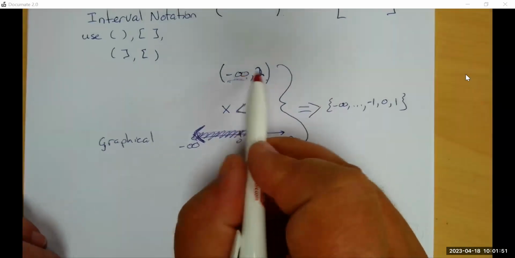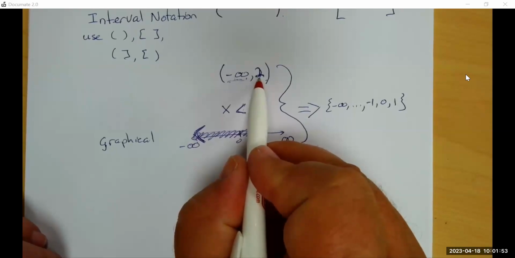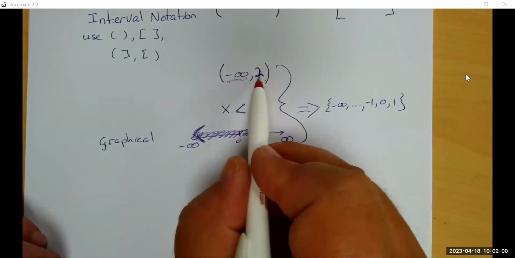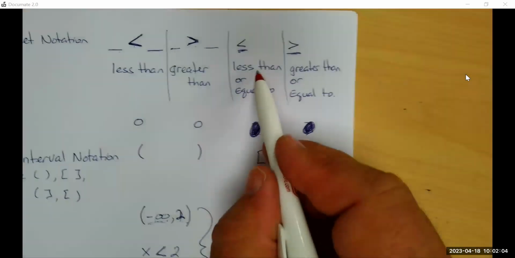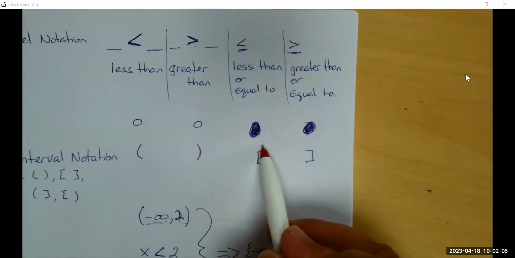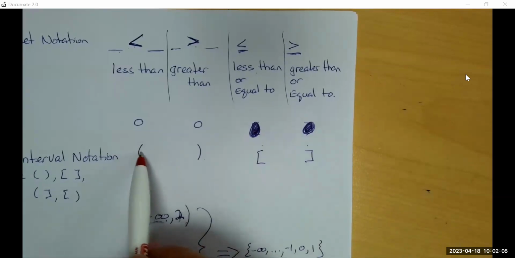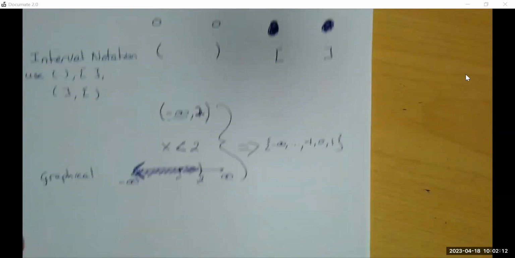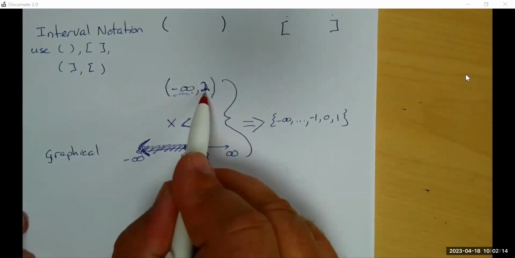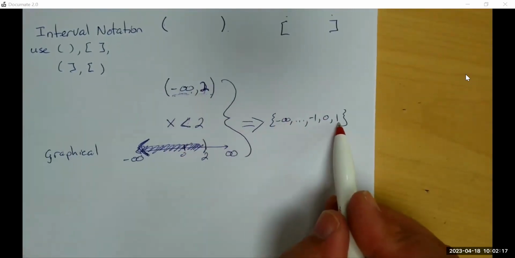Can we use 2? Is 2 included? In other words, is my answer equal to 2? No. Equal to is either a closed circle or a bracket. These mean I can go all the way up to, but I can't use that number. So I can go all the way up to, but I cannot use 2. So the biggest number I can use is 1.